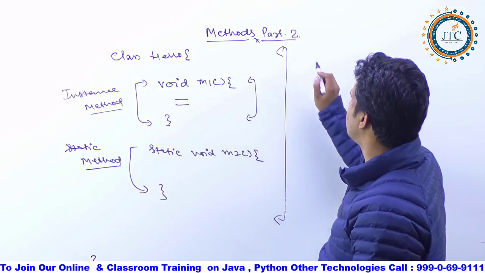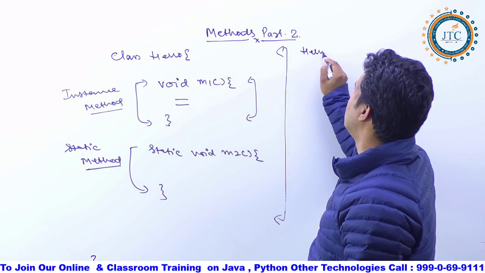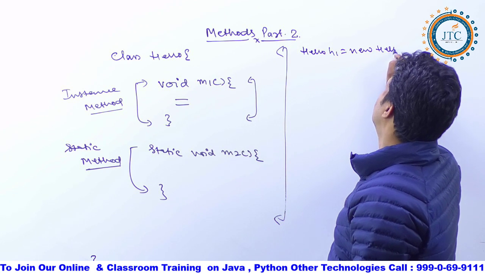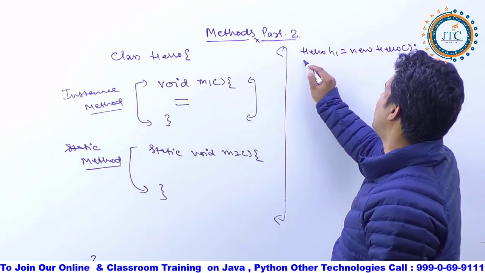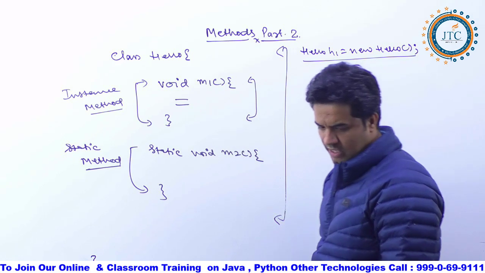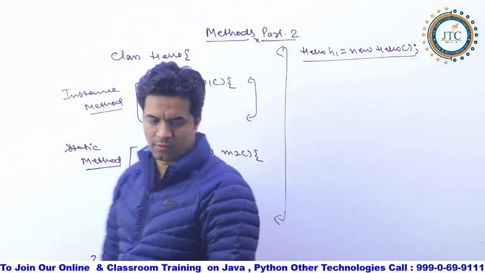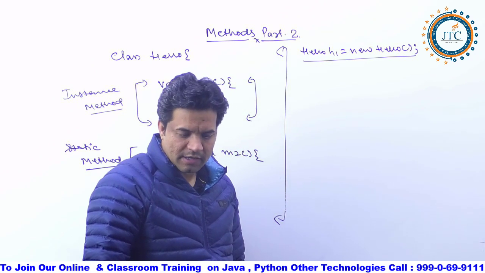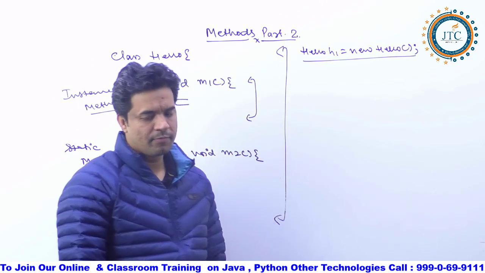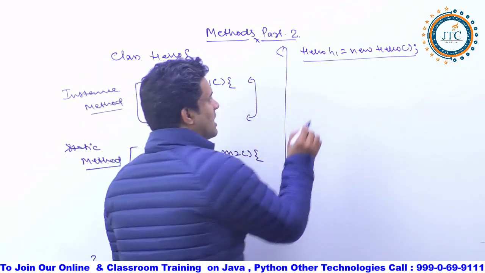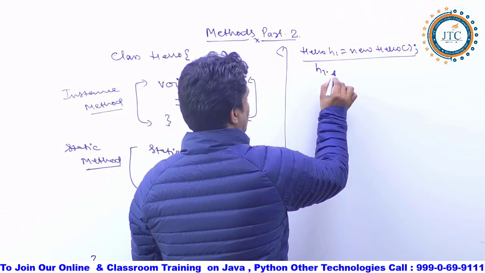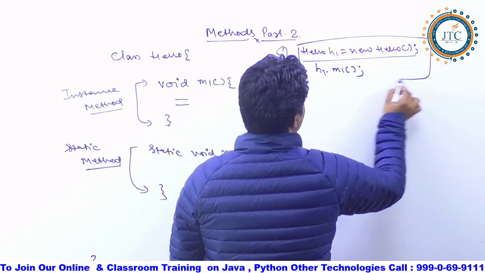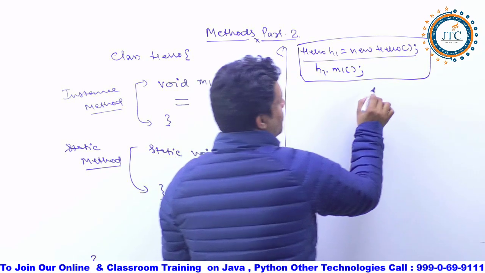So let's say you are writing Hello h1 = new Hello. You have created one object of the class, one object for that corresponding class. And now with this reference itself, like h1.m1 method, you can call it. You can call it in this manner only.